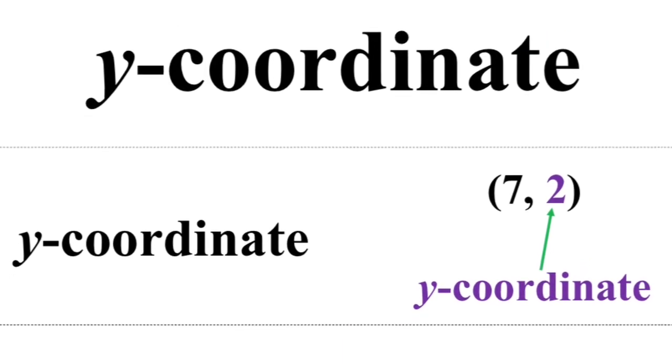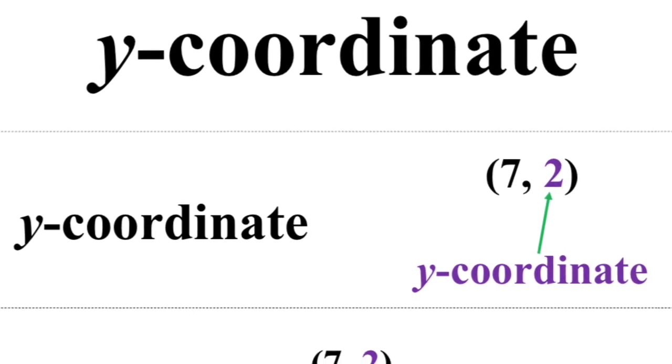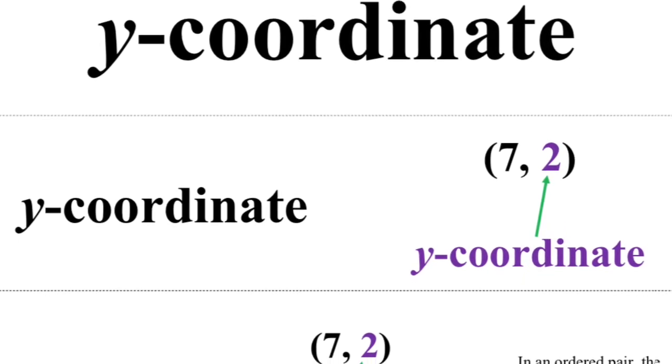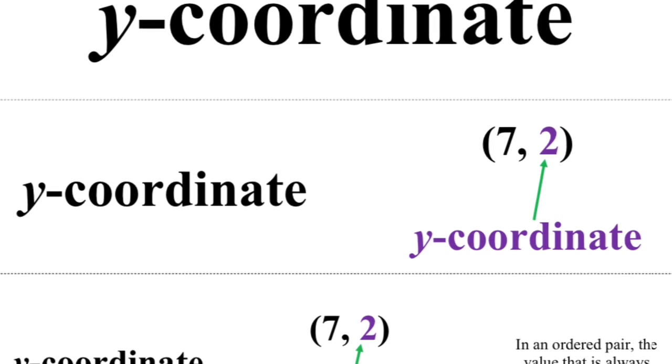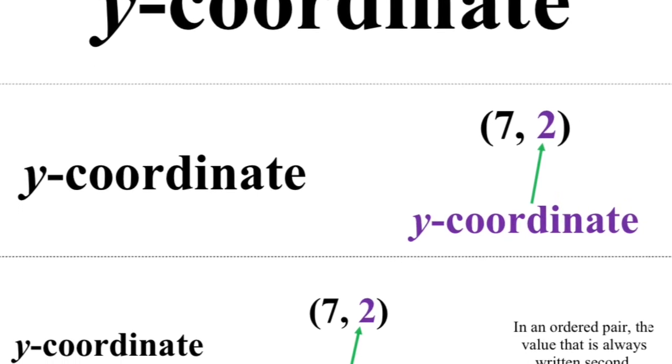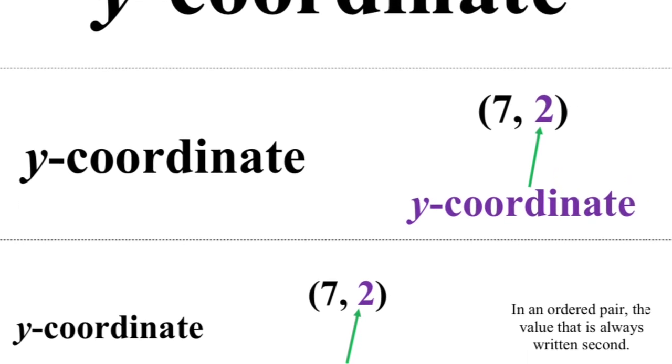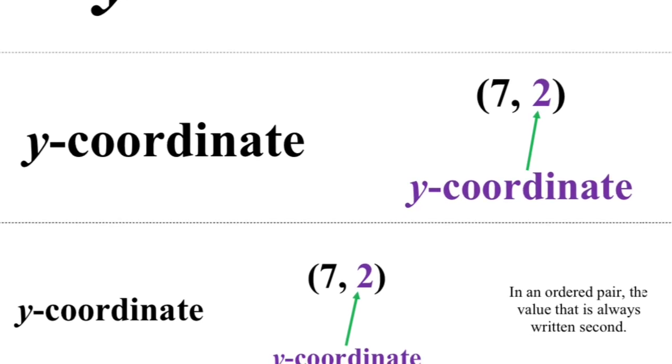The y-coordinate in an ordered pair tells you how far up or how far down you go when you're creating a point. If the y-coordinate is positive, you go up that many spaces, and if it's negative, you go down that many spaces.